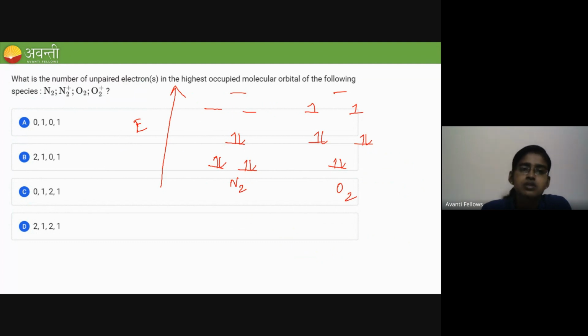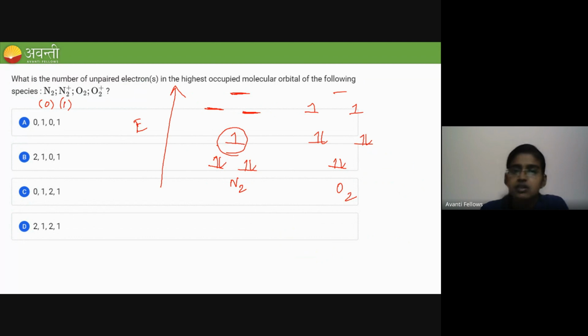So the number of unpaired electrons in the highest occupied molecular orbital of the following species. Here we don't have unpaired electrons in the highest occupied molecular orbital, so for N2 it is 0. For N2 plus, I have to remove one electron from N2. If I remove this electron, how many electrons am I having? The highest occupied molecular orbital is having 1 electron. So N2 plus is having 1 electron.